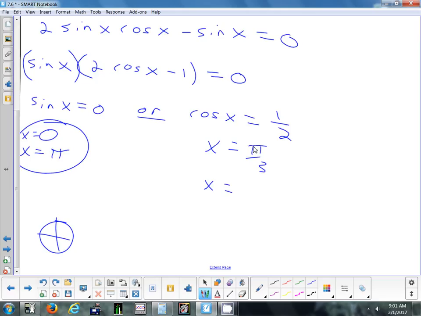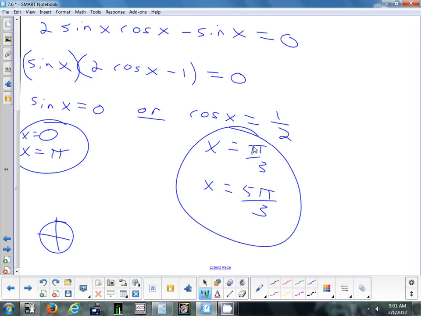I think we already did this. Where else is cosine positive? Yeah, 5 pi over 3. Right? Yeah, so I think we already did this. And all those answers are between 0 and 2 pi. If you get a repeat, you don't have to write the same answer twice.